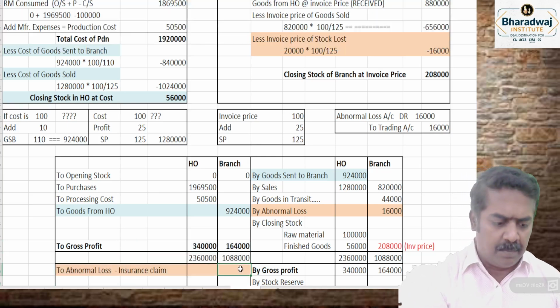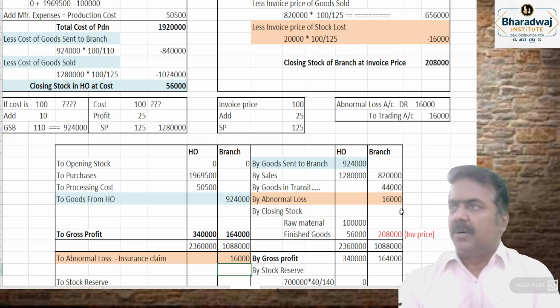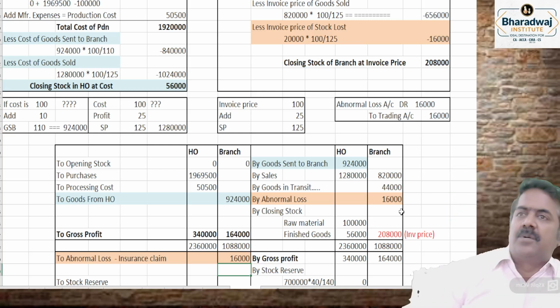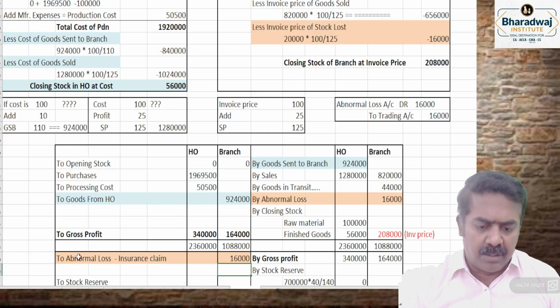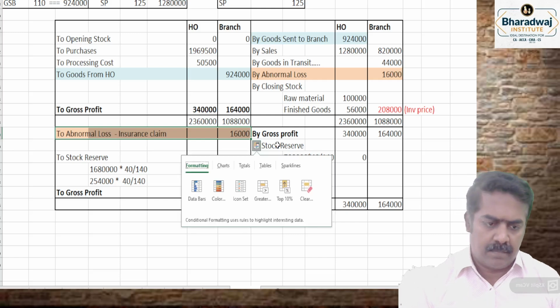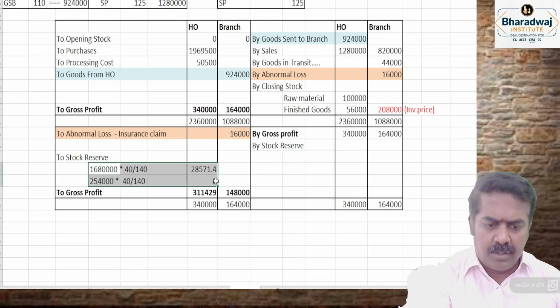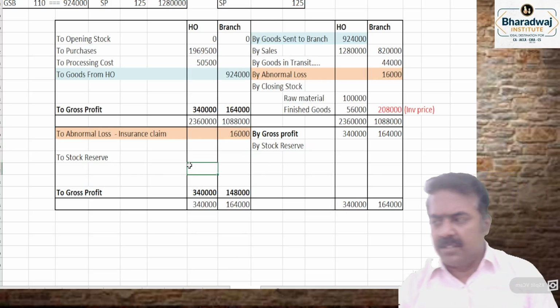How much will be charged in P&L account in this question? Full 16,000 would have been charged in the P&L account. Suppose if insurance claim is 5,000, what would you have done? 16,000 minus 5,000, 11,000 you would charge. To stock reserve you have to eliminate.